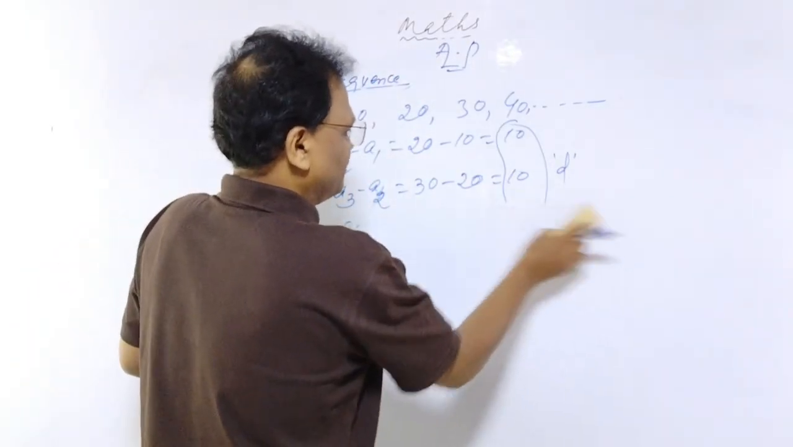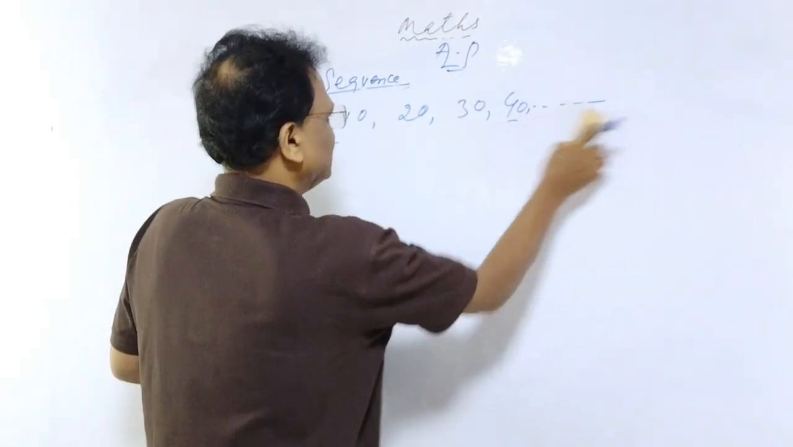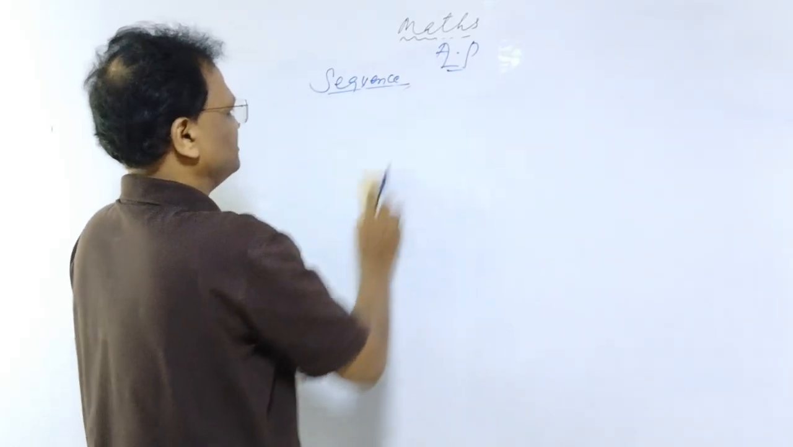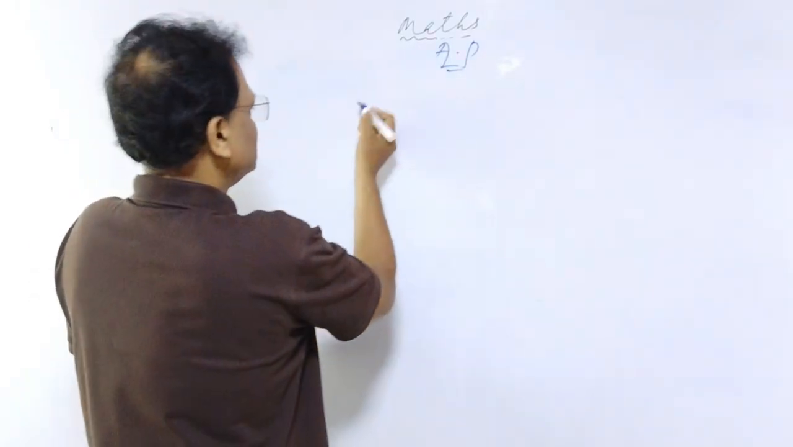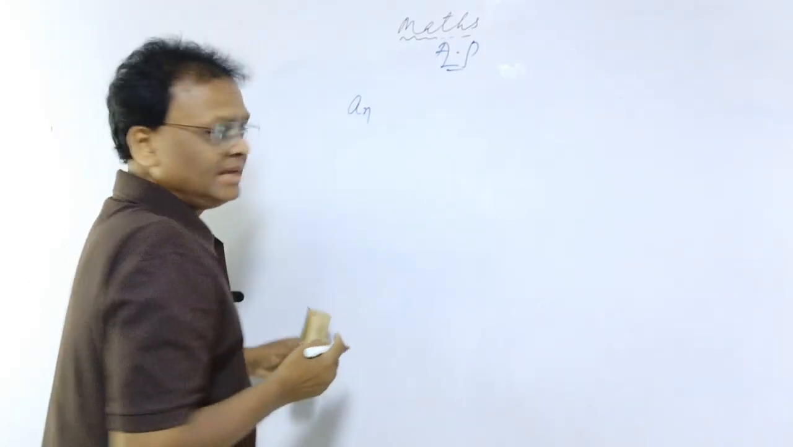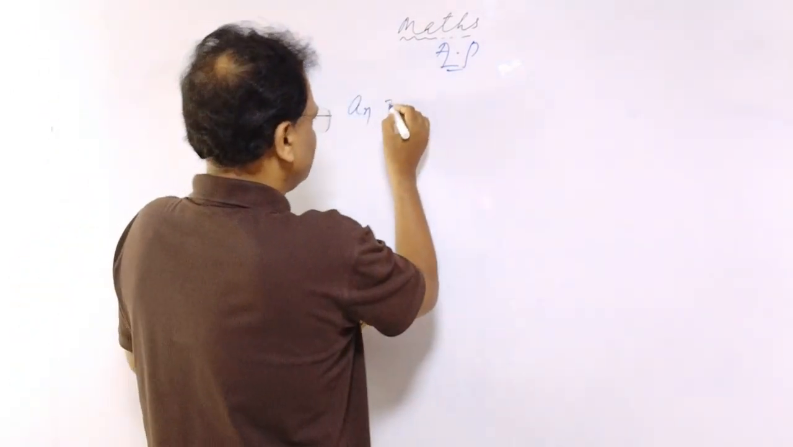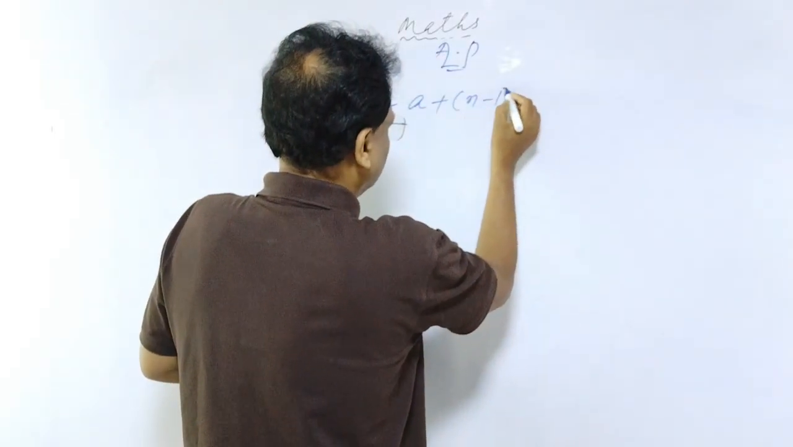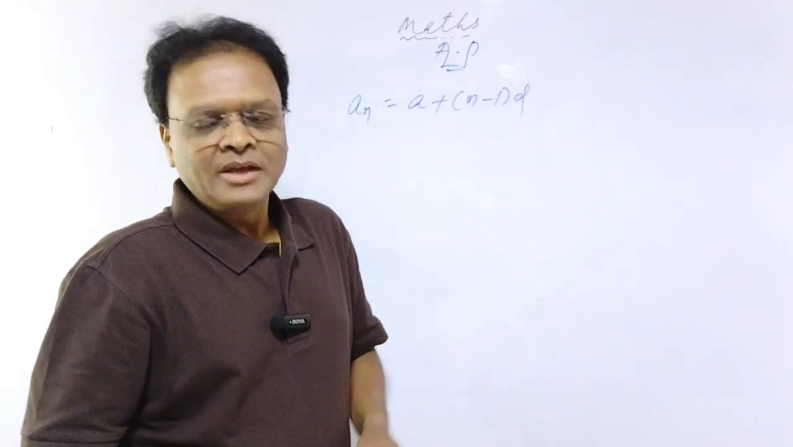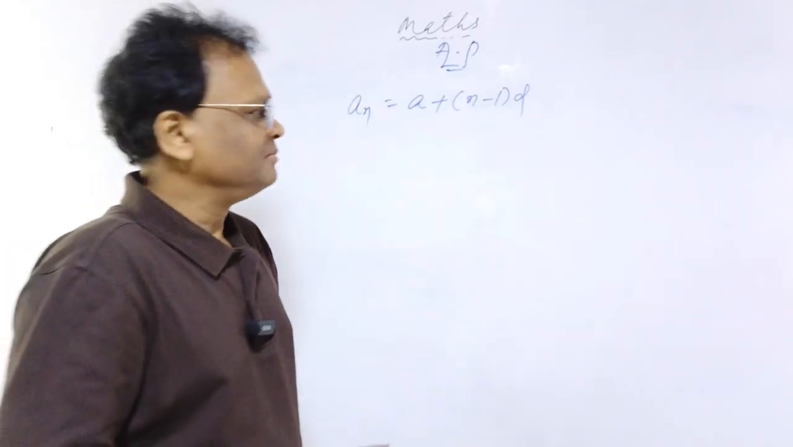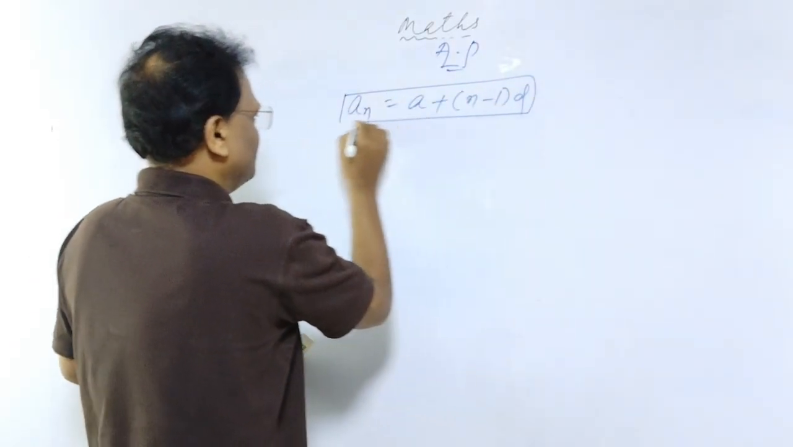So the first term is over, common difference is over. Next is your nth term. An stands for the nth term. We can write it as An is equal to A plus n minus 1 into D. This is the most important formula, without which we can't do the problems. An is equal to A plus n minus 1 into D.